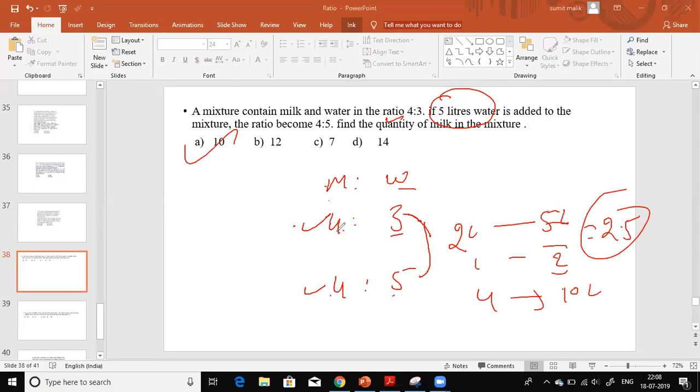Because milk is same, so no need to balance the milk. If it was not same, then we will balance the milk quantity. Okay, we will do it in the next question.